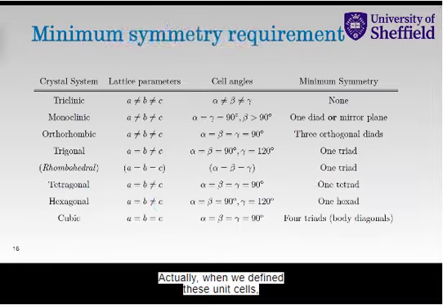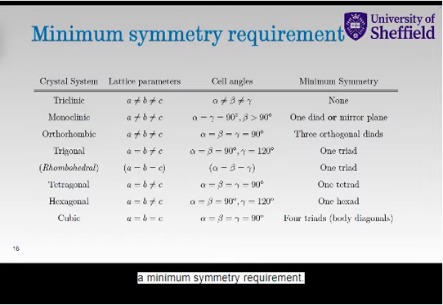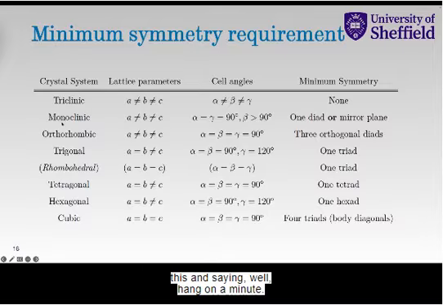And actually, when we defined these unit cells, one thing that we missed out was a minimum symmetry requirement. Because you might be looking at this and saying, well, hang on a minute, triclinic, a does not equal b does not equal c, but alpha equals beta does not equal gamma. Could we define these angles as 90 degrees? Well, actually, it turns out there are certain symmetry requirements that we have in order to say something belongs to one of those crystal systems as well.